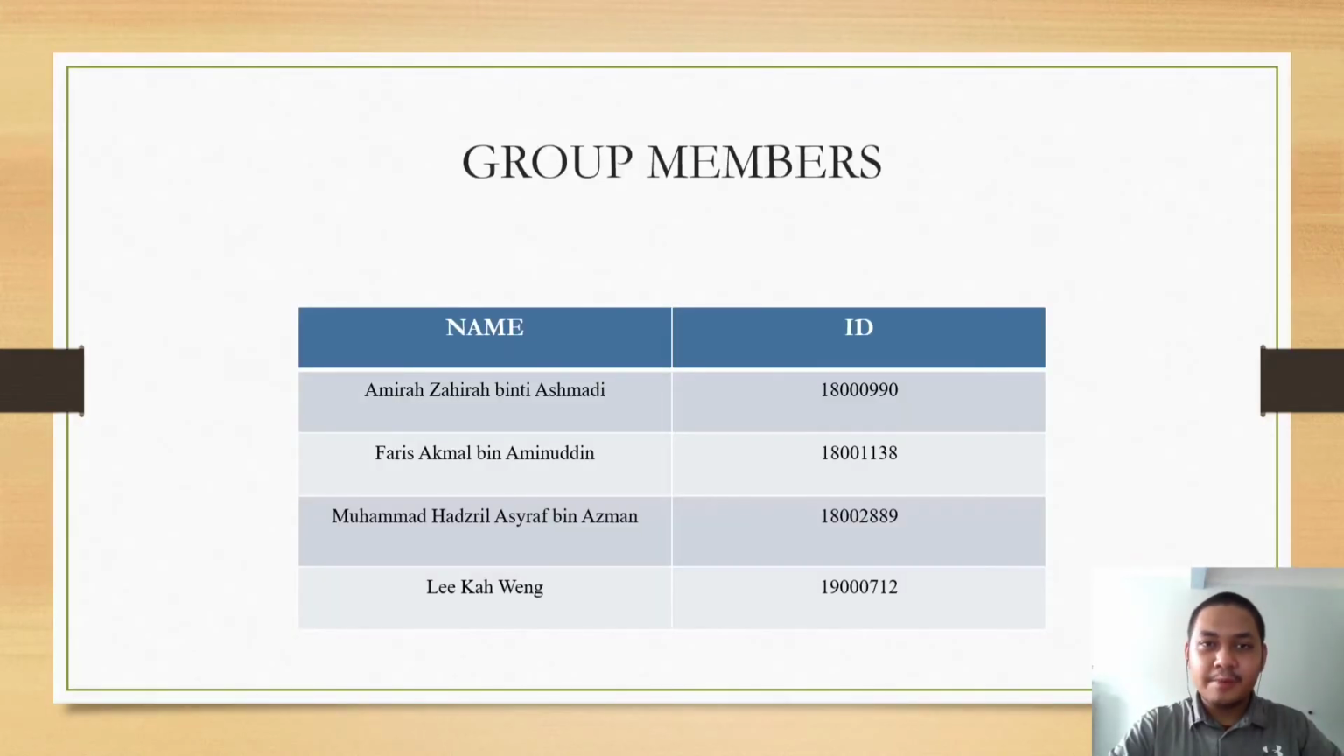So, there are a total of 4 members in our group. Starting with me, my name is Faris Akmal bin Aminuddin. Our second member is Amirah Zahirah Binti Ashmadi. Our third member, Muhammad Hadzril Asyraf bin Azman. And our last member, Lee Kah Weng.